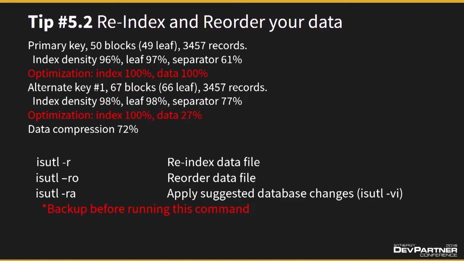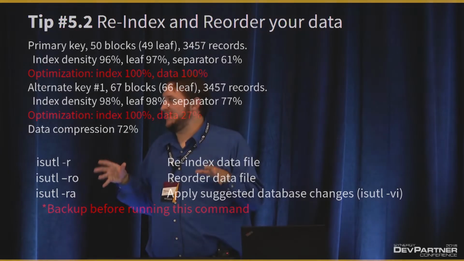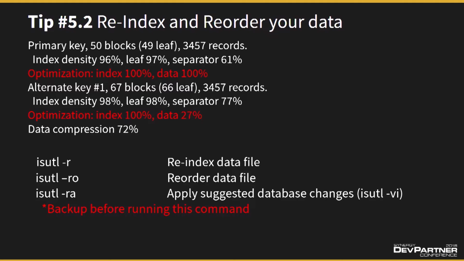If you do have errors when you're running ISUtil-VI, then you can use ISUtil-RA. But when you do that one, make sure you back up the file beforehand, because it's going to make changes, and it might cause some issues, maybe delete data. So make sure you do a backup before you do that, especially if you're doing this as an automated process. Keep that in mind.